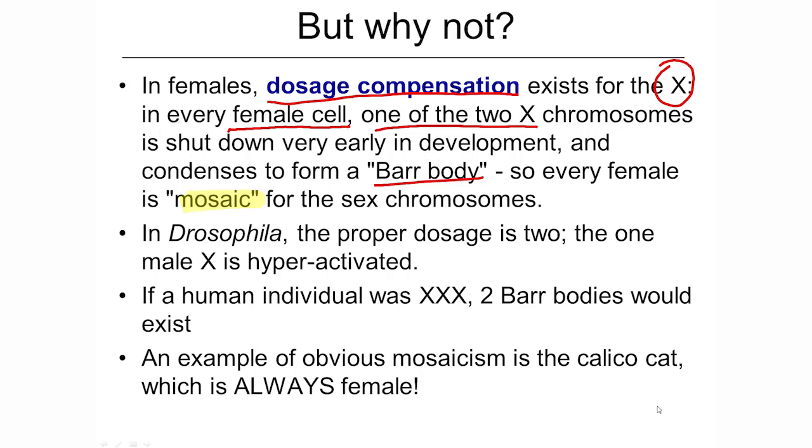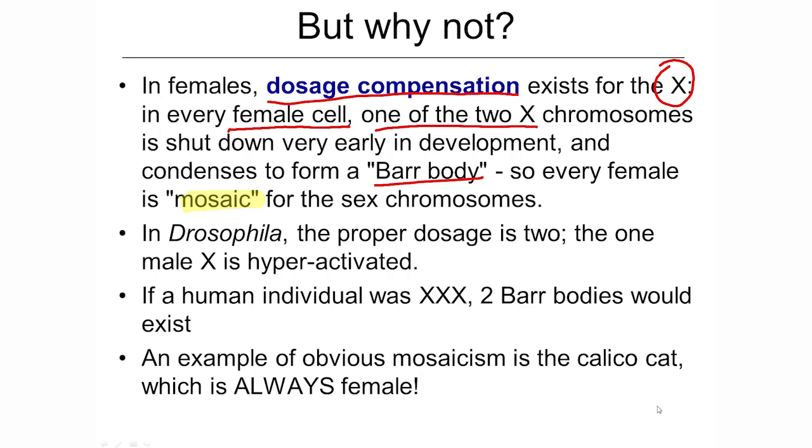Now, being mosaic, what that actually means, don't get nervous, and I'm not kidding, some people find this a little odd. If you're a woman, it means that roughly half of your cells are expressing the genes on one of your X chromosomes, and roughly half are expressing the genes that are on your other X chromosome, because it sort of randomly gets turned off early on in development. So it's very interesting, but clearly this doesn't really have any noticeable effects in a human female.